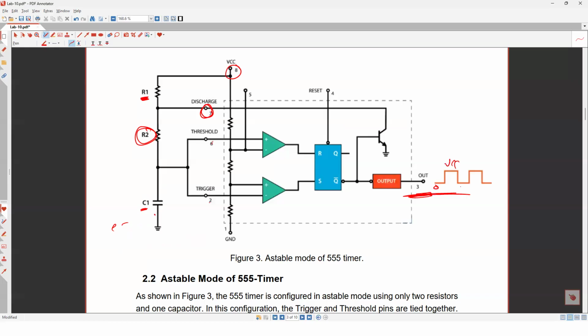and the output, you are going to get from pin number 3 here, which is actually 0 to VCC, 0 to VCC. Is that okay? We are generating a square wave. Now, this is the interesting part.